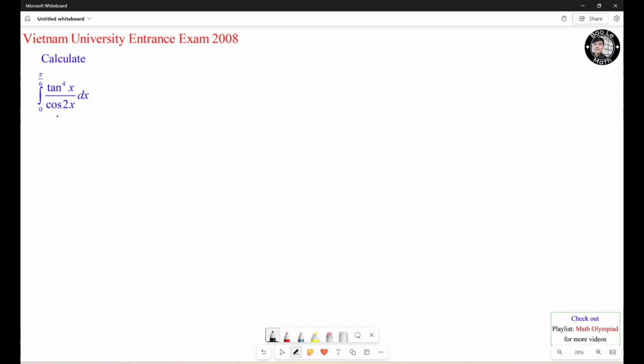Alright, let's get started. You see that this is 2s and this is s, so we need to find a way to convert this one to this one. How do we do it? Let's start right here. The integral from 0 to pi over 6. Rewrite the top: it's going to be tangent to the 4 of s. The bottom turns out to be cosine square of s minus sine square of s, ds.